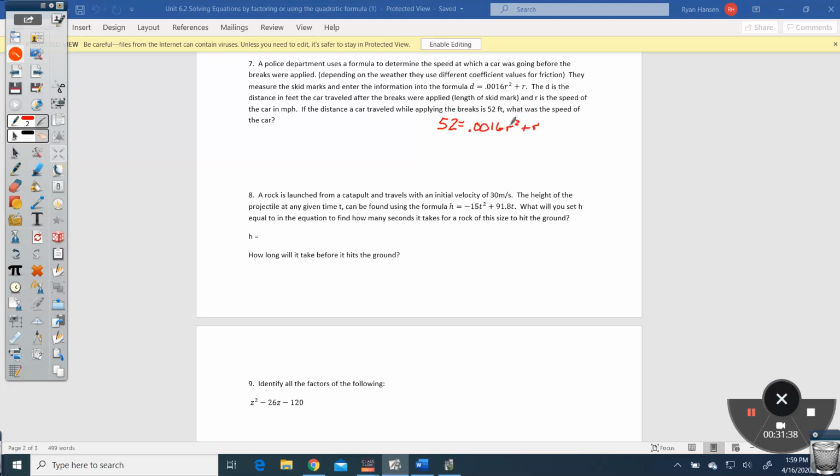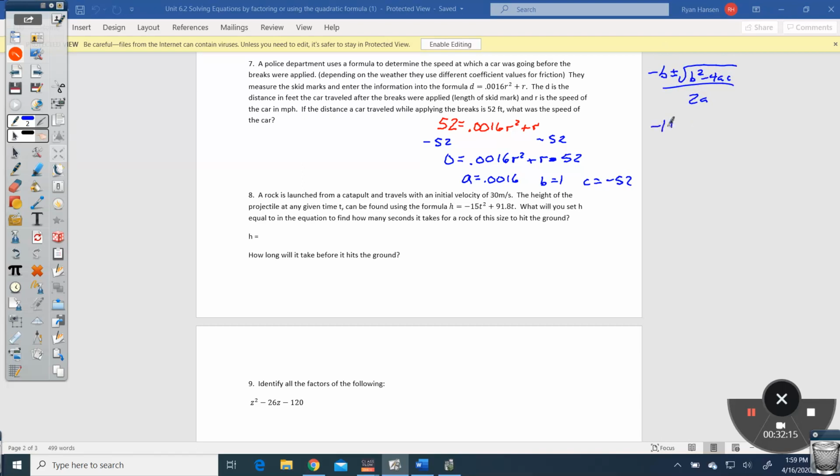And so now I have this. Since I have a squared r and just a plain old r, I want to get it equal to 0. So I'm going to minus the 52 over. So I now have 0 equals 0.0016 r squared plus r minus 52. So I now have the information I need for the quadratic formula. So a equals 0.0016, b equals 1, and c equals negative 52. So negative b plus or minus the square root of b squared minus 4ac all over 2a.